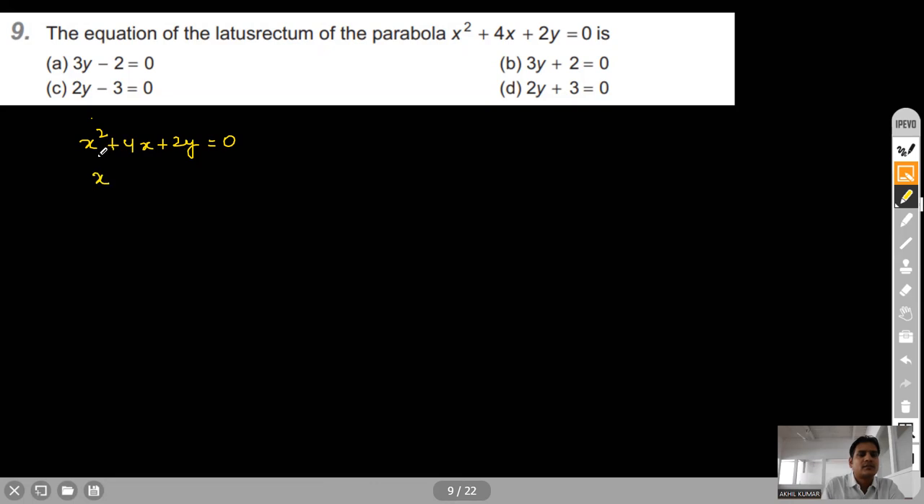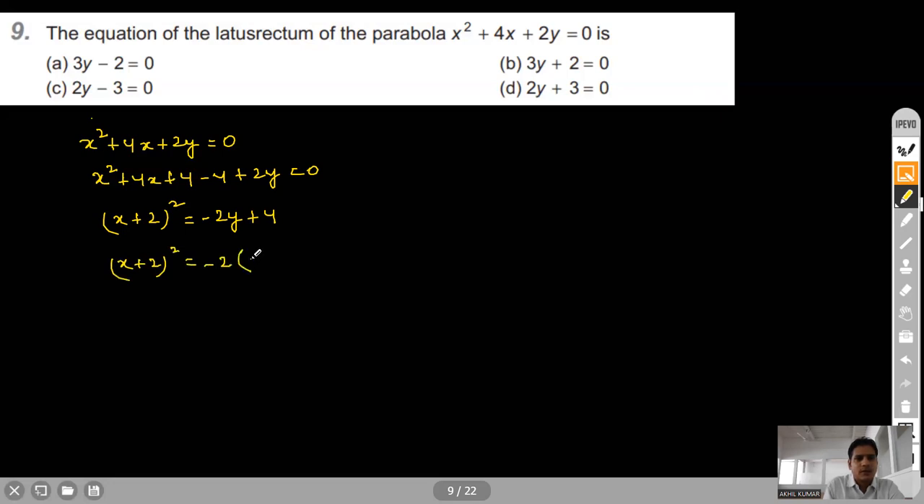So I will try to make a perfect square in x. This will be x square plus 4x. What can we do? We can add 4 and subtract 4. It will become (x plus 2) whole squared, since x square plus 4x plus 4, right? And taking the rest to the right hand side, it will be minus 2y plus 4. So (x plus 2) whole squared, taking minus 2 common, equals minus 2 times (y minus 2).